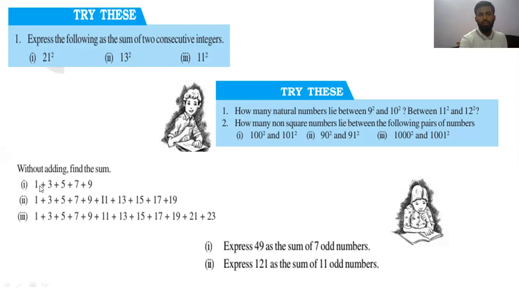We need to check how many numbers: 1, 2, 3, 4, 5. So the answer is 5 square, meaning 25. 1, 2, 3, 4, 5, 6, 7, 8, 9, 10. Answer is 10 square. 1, 2, 3, 4, 5, 6, 7, 8, 9, 10, 11, 12. Answer is 12 square, right? 144. So these two questions are very similar. This question and these questions, very similar.